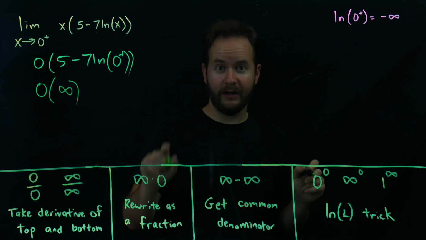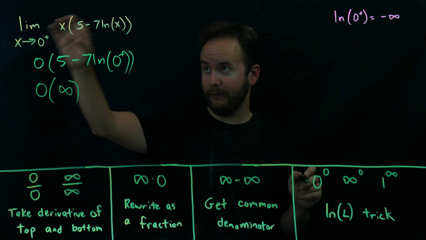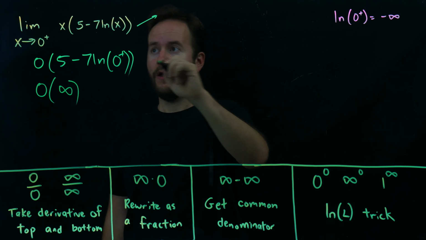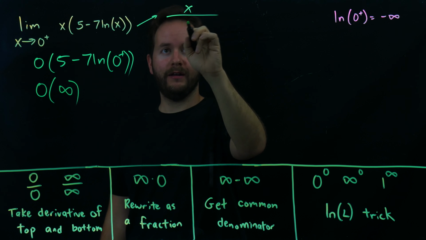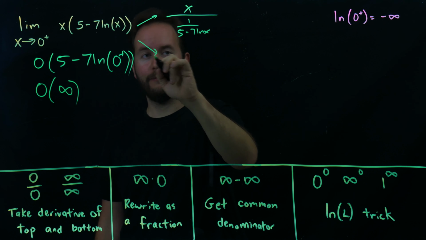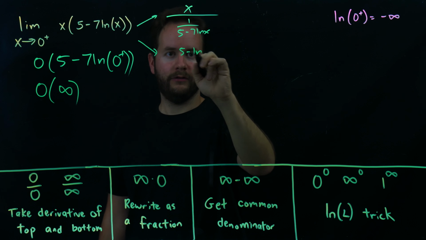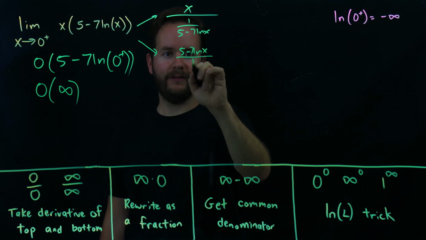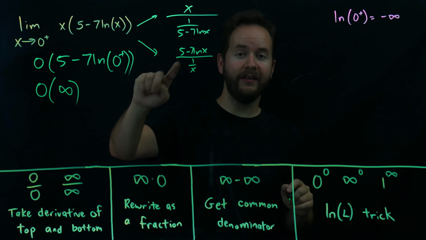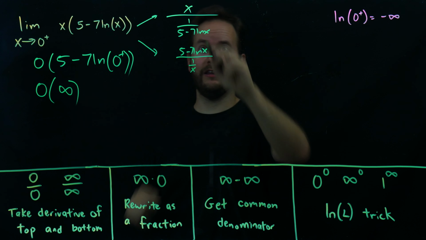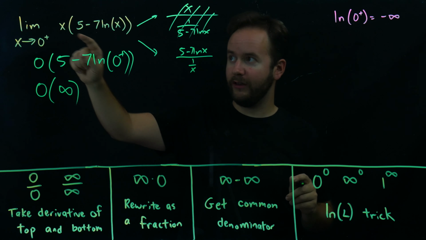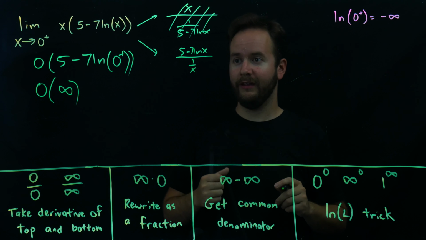Now 0 times infinity is this form, and it tells us to rewrite the limit expression we had as a fraction. There are two ways to do this. I can either move the 5 minus 7 ln of x to the bottom, or I can move the x to the bottom. So we have 5 minus 7 ln of x divided by 1 over x. Between these two choices, I'm going to tell you right now, this is the simpler one. This one is going to lead to some crazy problems. So we don't want to move the 5 minus 7 ln of x. I'd rather just move the x to the bottom and call it 1 over x in the denominator.